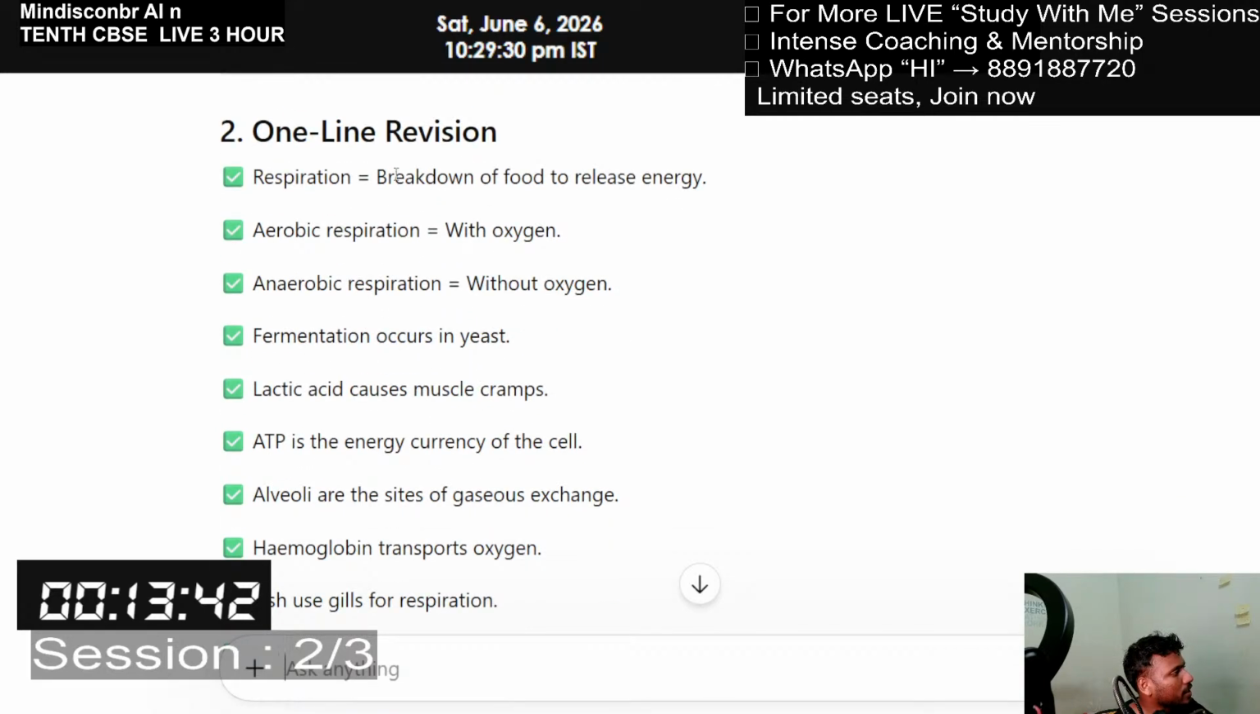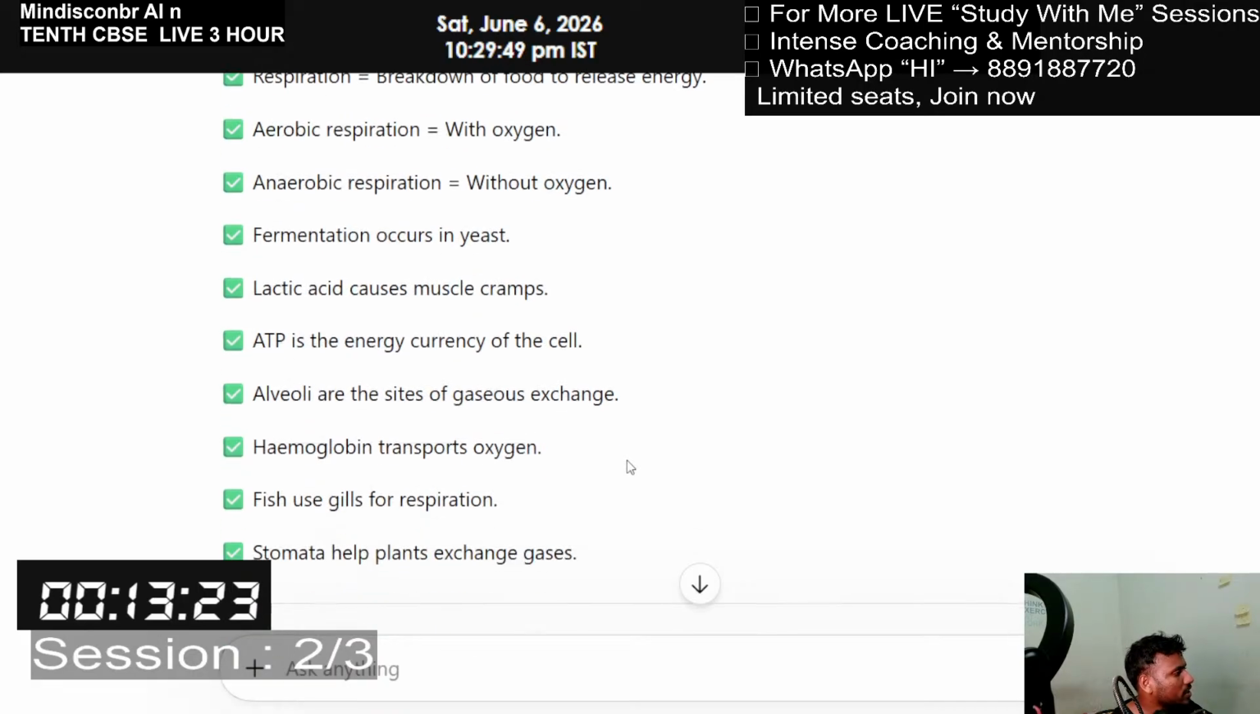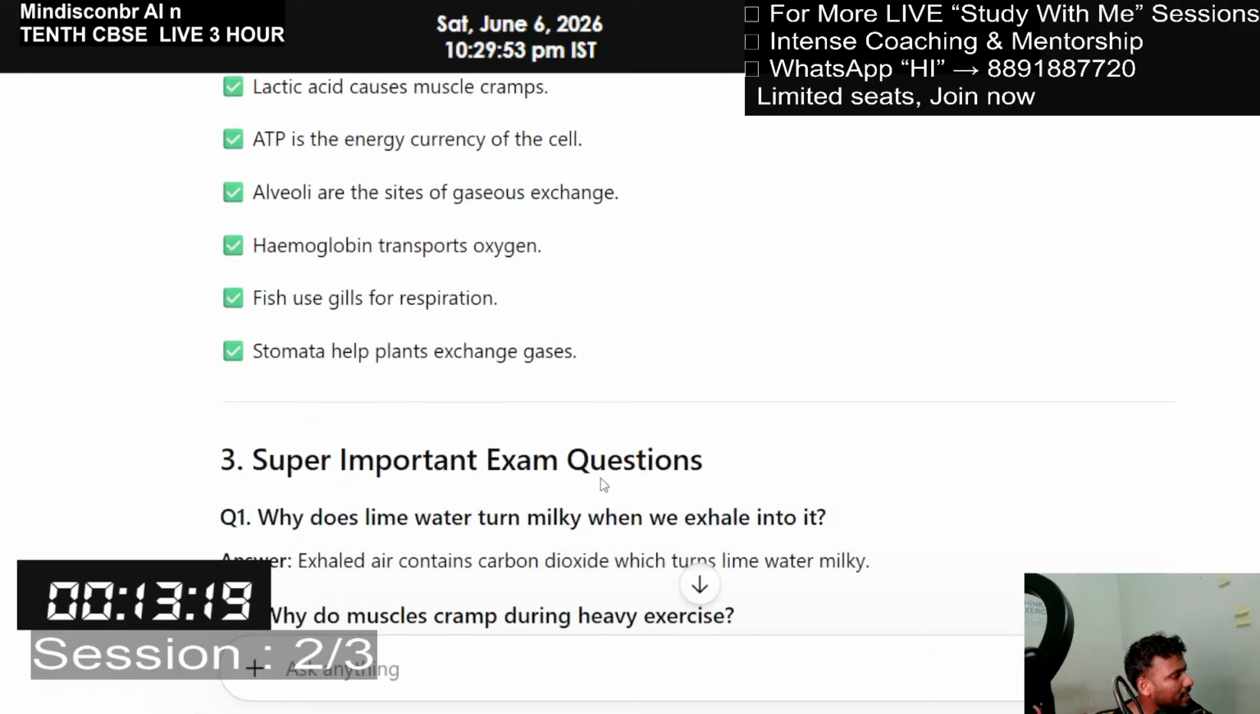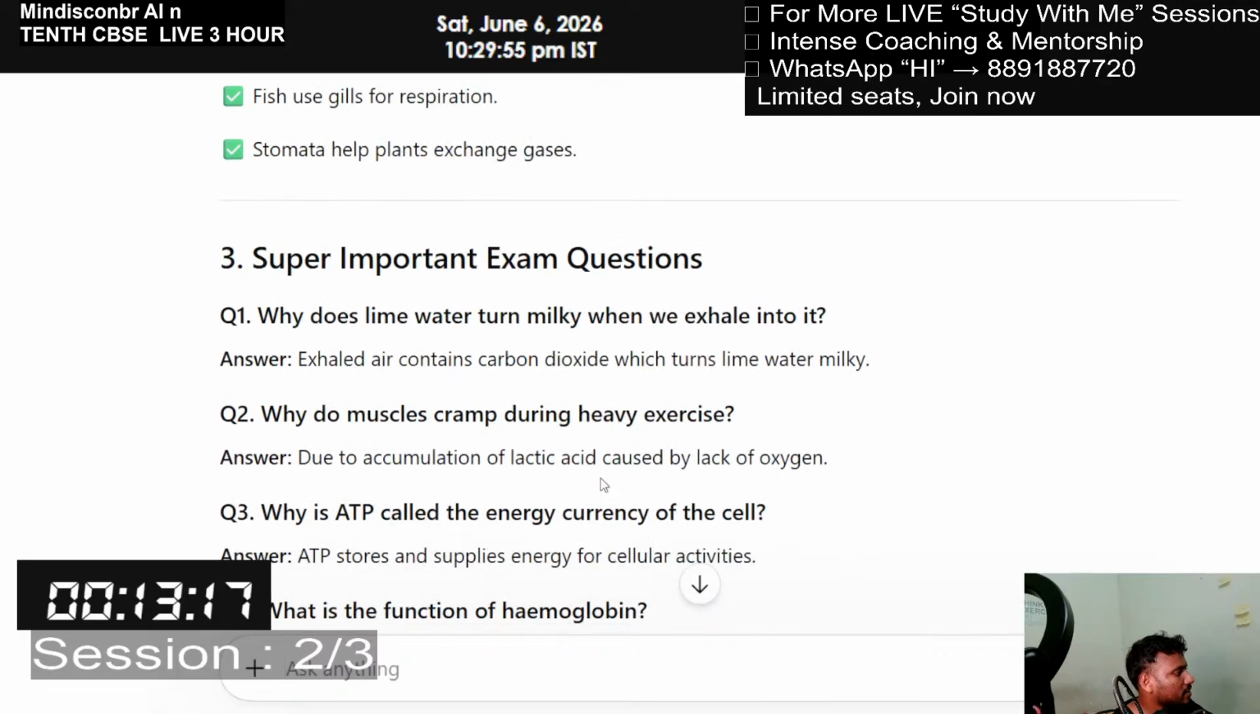One line revision: respiration is the breakdown of food to release energy. Aerobic respiration with oxygen, anaerobic respiration without oxygen. Fermentation occurs in yeast. Lactic acid causes muscle cramps. ATP is the energy currency of the cell. Alveoli are the sites of gaseous exchange. Hemoglobin transports oxygen. Fish use gills for respiration. Stomata help plants exchange gases.